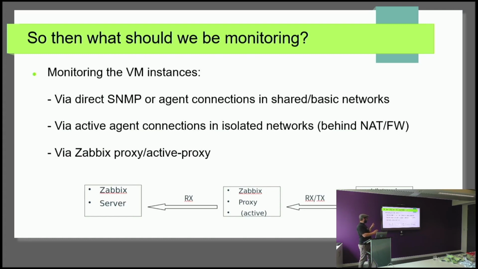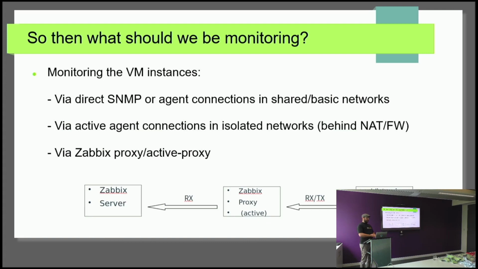Another thing you can do is have a Zabbix proxy. So the Zabbix proxy is like a middleman, as the name implies, between your server and the VM. You can install a Zabbix proxy, also in active mode. So the Zabbix proxy will connect to the Zabbix server, but all the checks will be done passively from the proxy to the virtual machines, or all the virtual machines in your network.